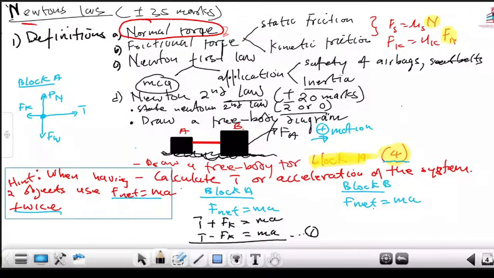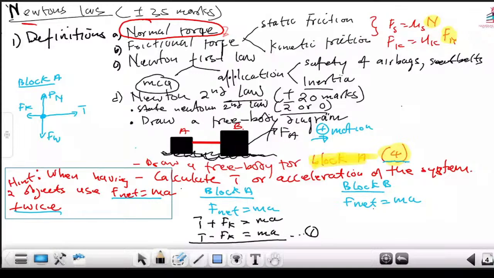Block B now. When we go to block B, ladies and gentlemen, there is no way that I can just say Fnet is equal to MA without identifying the forces. So what must I do? Identify the forces. How do I identify the forces, ladies and gentlemen? I identify forces by using a free body diagram.